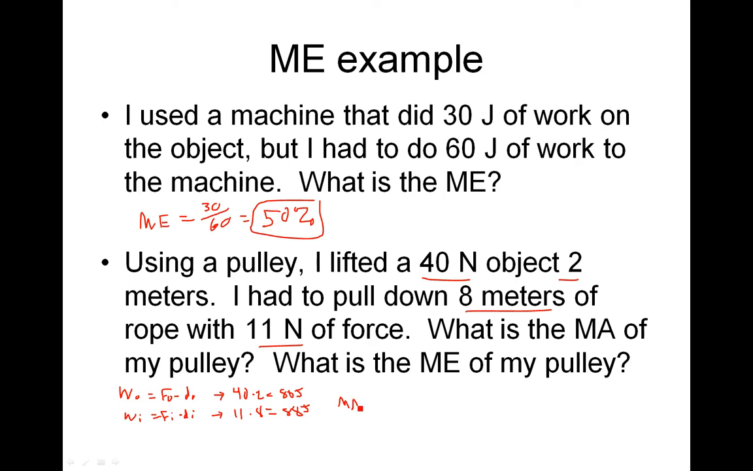So the mechanical advantage then is the force out over force in. So 40 divided by 11. That's going to be 3.6. If I keep 2 digits, let me just keep 2 digits to make it easy. 3.6 for mechanical advantage. My mechanical efficiency is my work out divided by my work in. So that's going to be 80 over 88. I did a little bit more work, times 100, and that will be 90%. So it's 90% efficient.